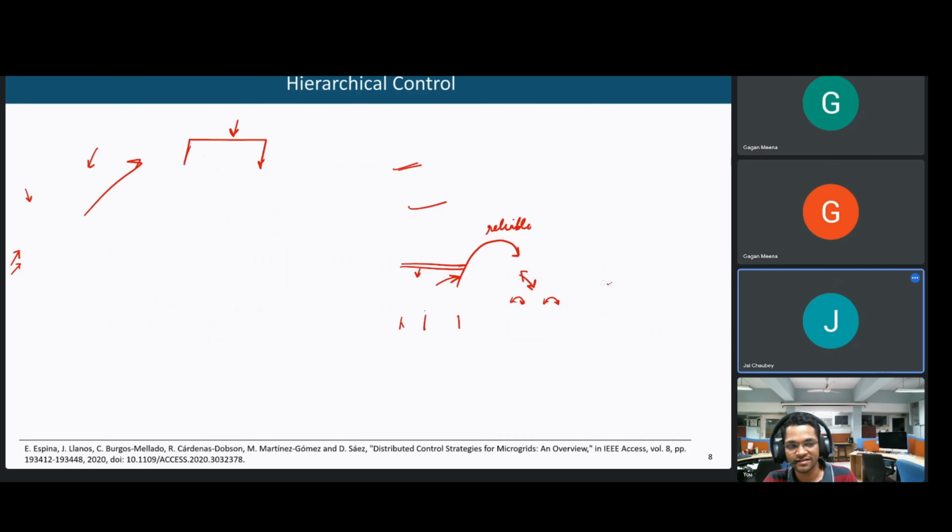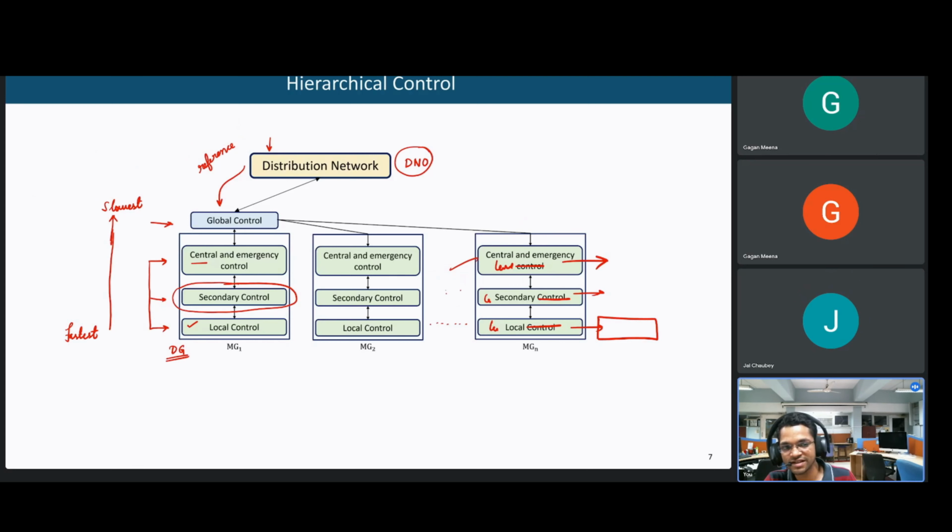Then these two levels can have 2 options. Either they can have distributed control or they can have a centralized control. So the level and the control are 2 different things. At these 2 levels we can have 2 options. Any of these can be used. This is the 4th level, which is outside the microgrid. This always has a centralized control, because it is receiving this information from the network operator directly.